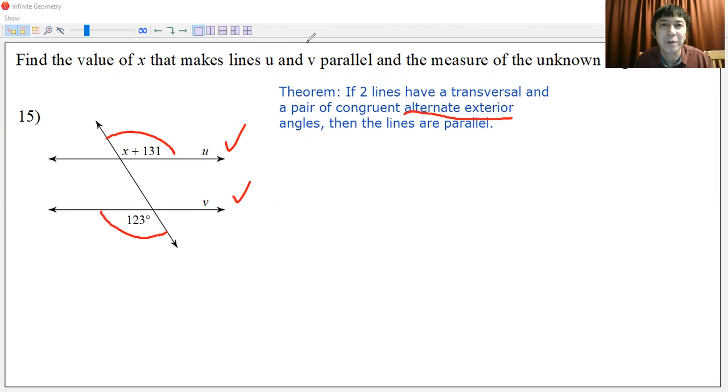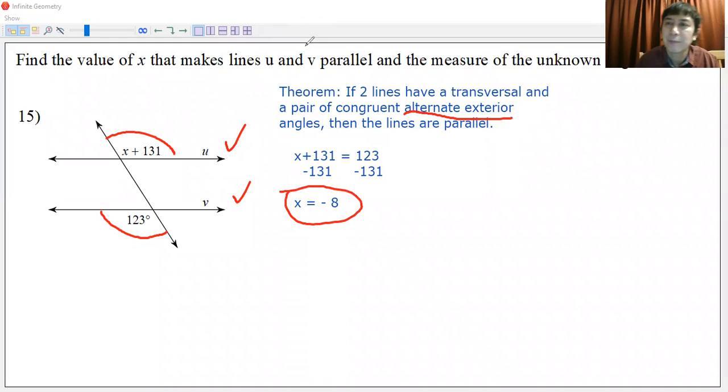So we can set up our equation. We have x plus 131 that should be equal to 123. And so we solve for x here. Very simple equation. This is minus 131 from both sides. And we have x equal to, how much is that? Negative 8. That should be our x. And we can verify the answer. It's a negative 8 there. So that's it.